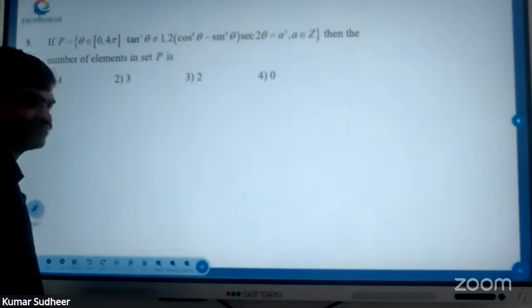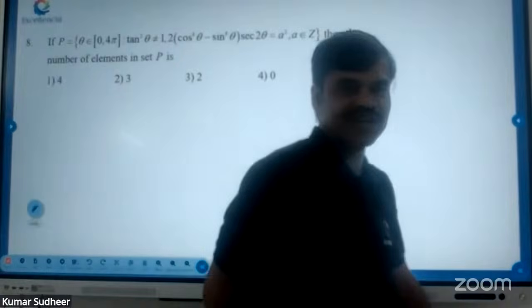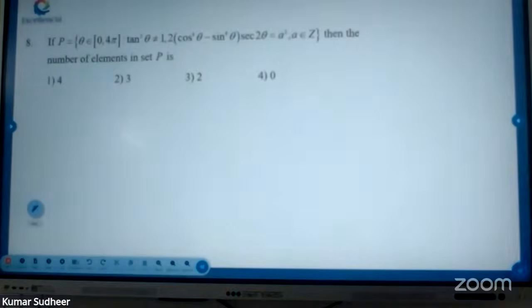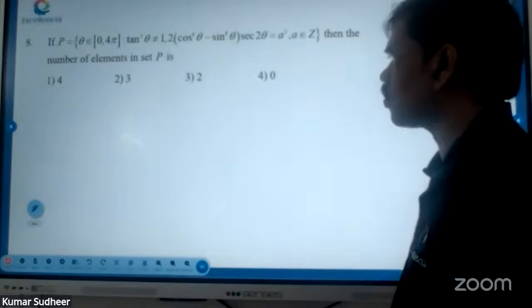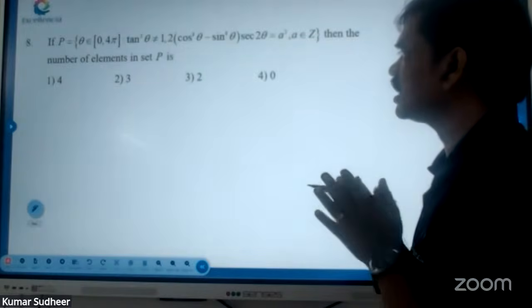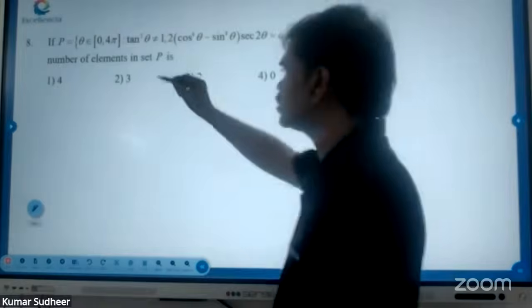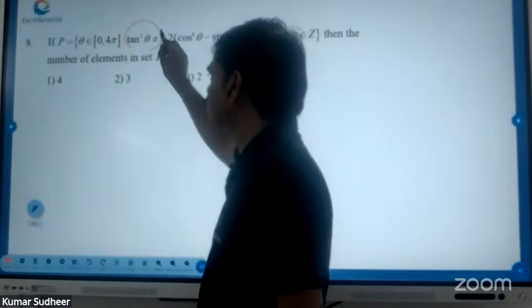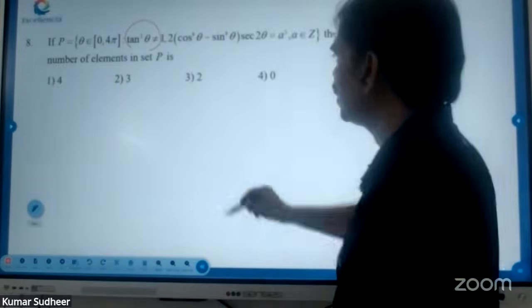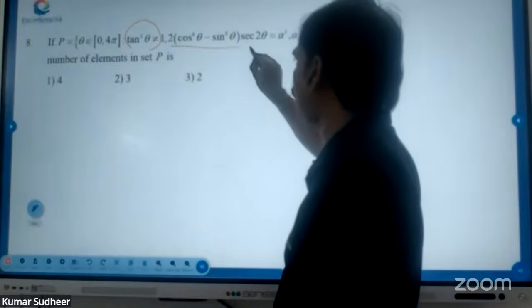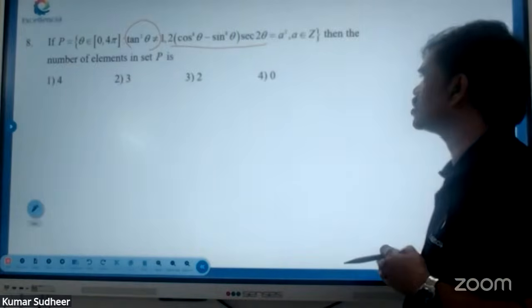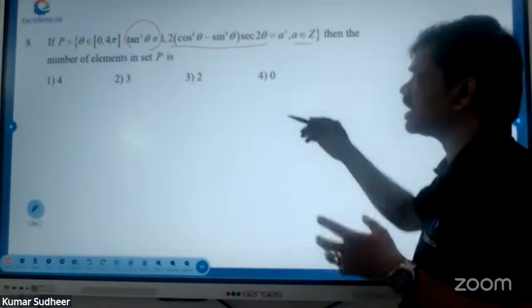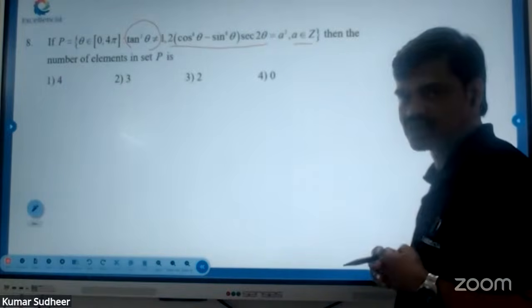Next question, the eighth question. The question is from trigonometric equations. See the question. If P is the set of all theta belonging to 0 to 4 pi such that tan squared theta is not equal to 1, that is the first condition, and we have been given one equation: 2 cos power 8 theta minus sin power 8 theta into secant 2 theta equal to a squared, where a is an integer, then they are asking the number of elements in the set P.